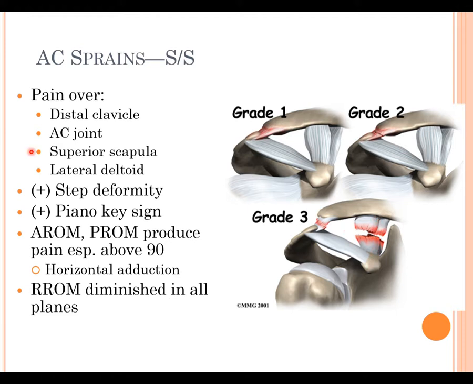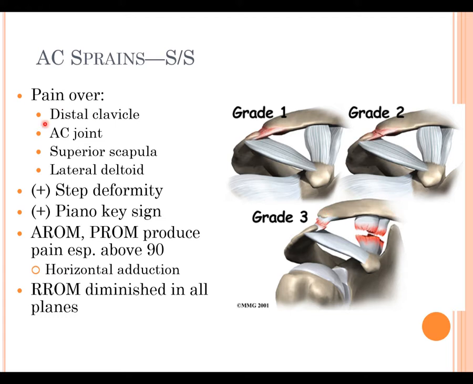The worse the grade, the higher up the clavicle can actually pop. So grade 1, we really don't see much clavicle displacement because we still have the structures holding the clavicle into place. Grade 2, we start to see some displacement of the clavicle where it sits a little bit higher because the AC ligaments are completely ruptured, but we still have our coracoclavicular ligaments. In a grade 3, we don't have any ligaments there holding down the clavicle, so we actually see a displacement of the clavicle. It actually pops up a little bit higher.